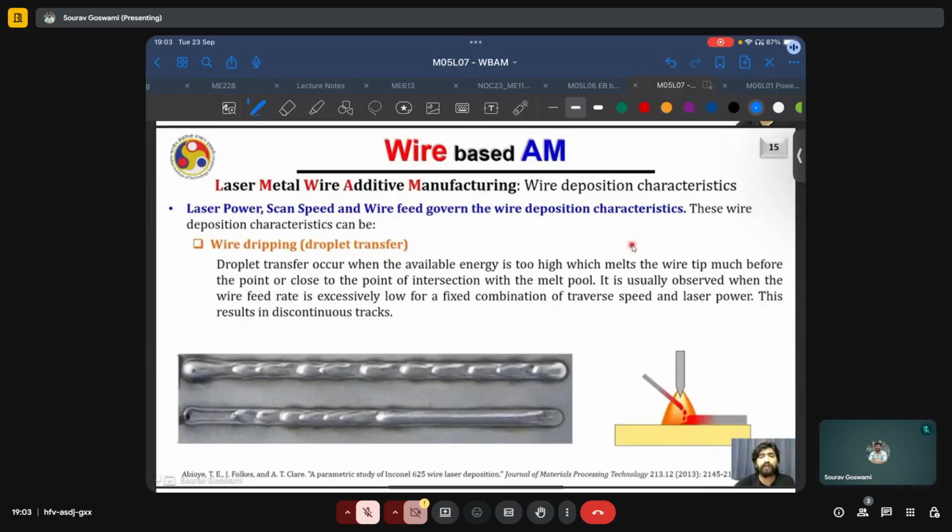Now, it is important to understand the wire deposition characteristics based on the interplay of the laser power, the scan speed, and the wire feed. And this deposition characteristic can be of three types. It can be wire dripping or droplet transfer type, an example of which is shown here on the bottom left. And it occurs when the available energy is too high.